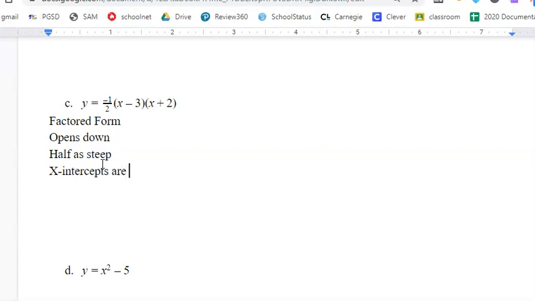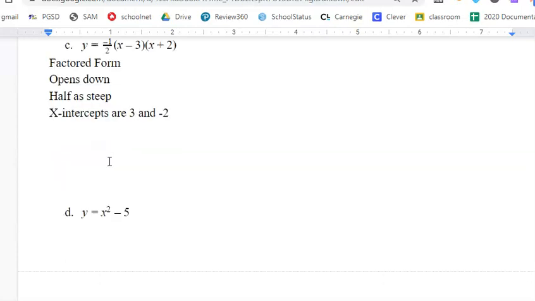So I can tell the x-intercepts are 3 and negative 2. Notice the sign change. They're not the same signs you're seeing in the equation. They're different. Is there anything else I can see just from looking at this? Well, no. I could multiply it out and I'd see something else, but I'm not going to do that because I want to just see it in this form. So that's about it. Opens down, half as steep, and the x-intercepts.